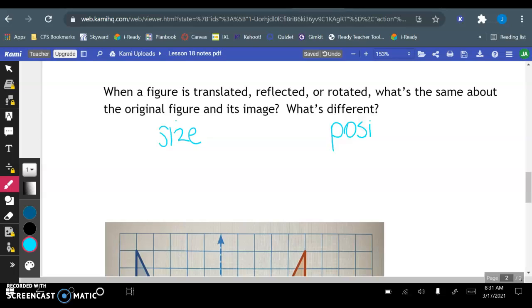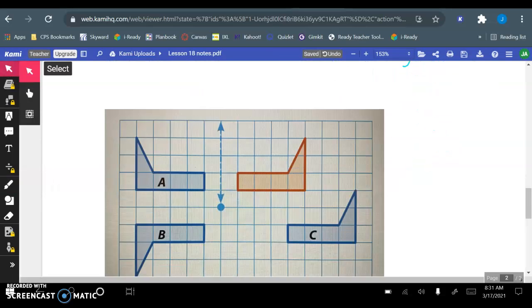We might have flipped it over. We might have spun it around. We may have moved it up or down, left or right. So its positioning on the graph is going to be different, but the size never changed.